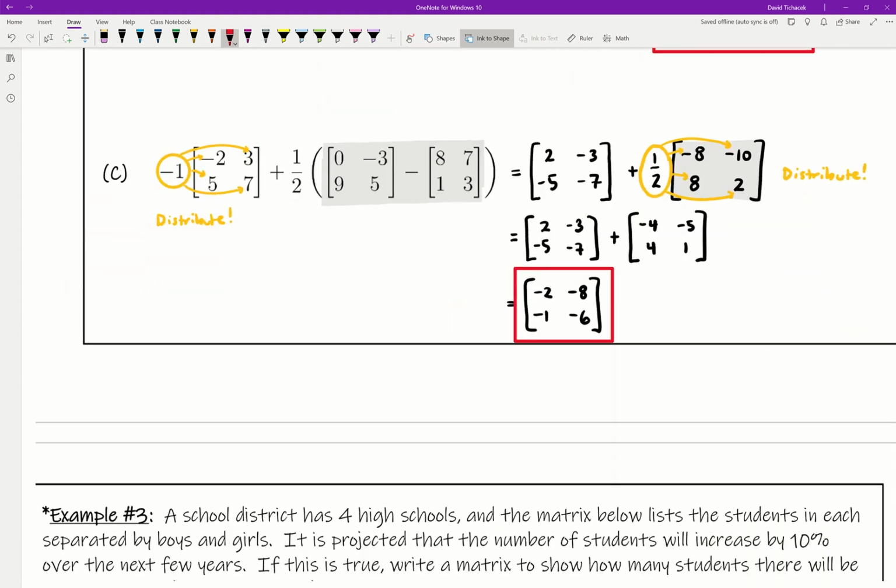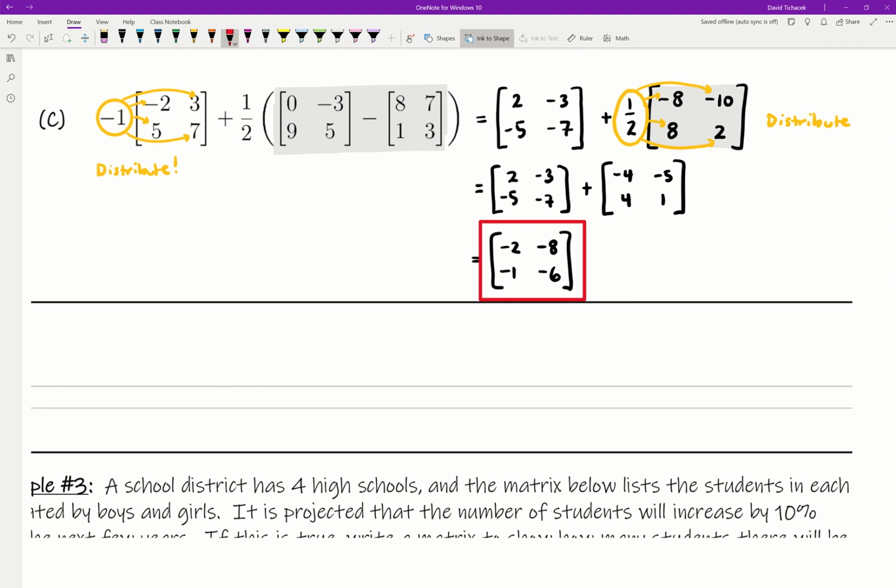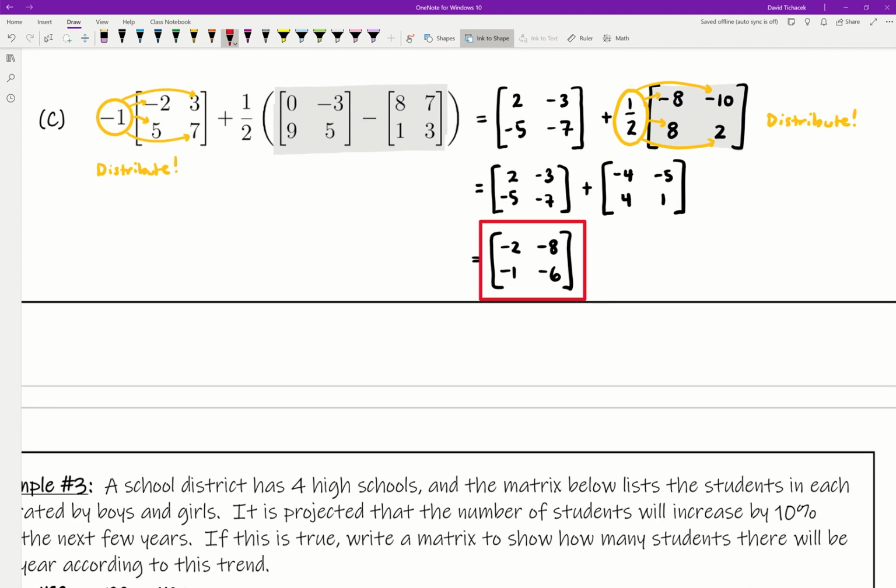I went ahead and did this next example here just for the sake of time. You can see what's involved here. We just need to simply take -1 times that 2x2 matrix, and then we have 1/2 times the difference of those 2x2 matrices there. And so you can see there that what I did in gray is I just went ahead and performed that difference to start us off, so that the subtraction of those 2 matrices, I got this result over here in gray, -8, 8, -10, 2.